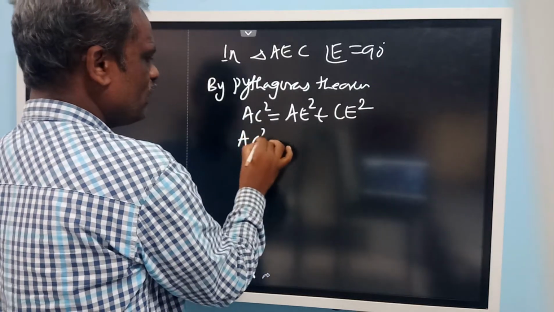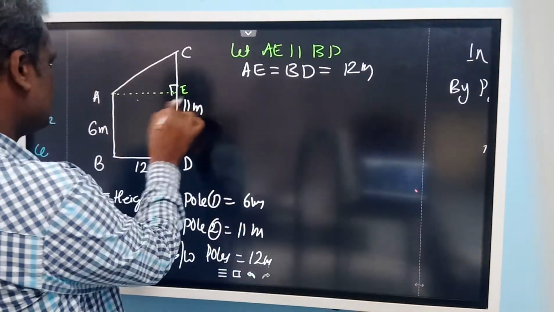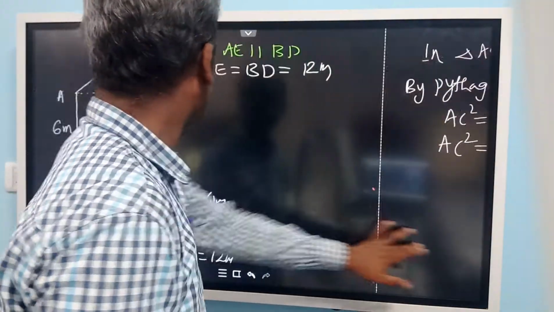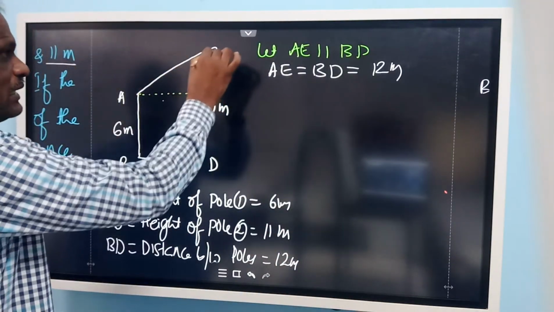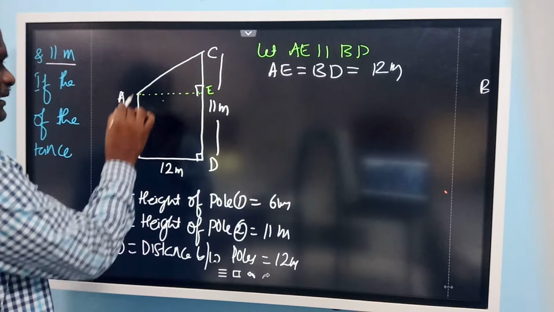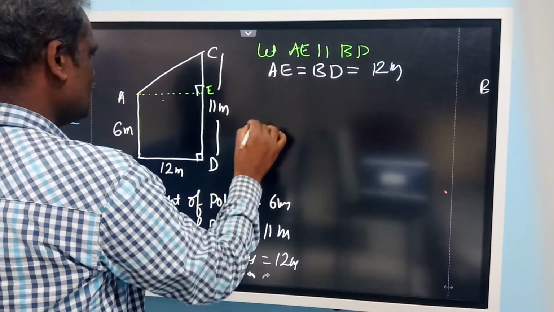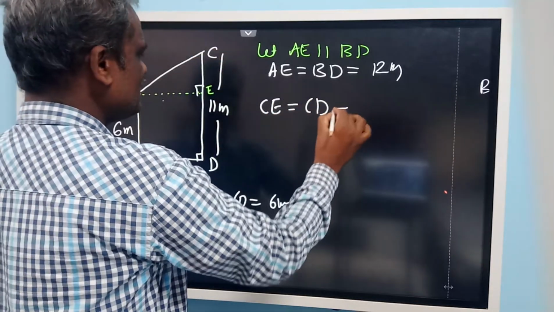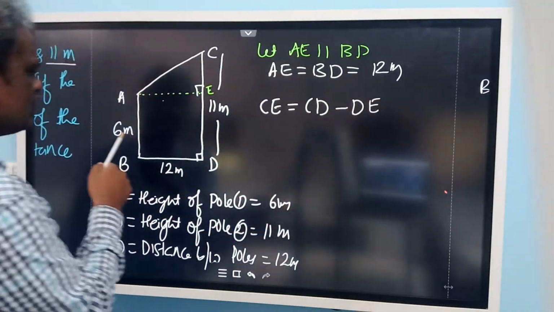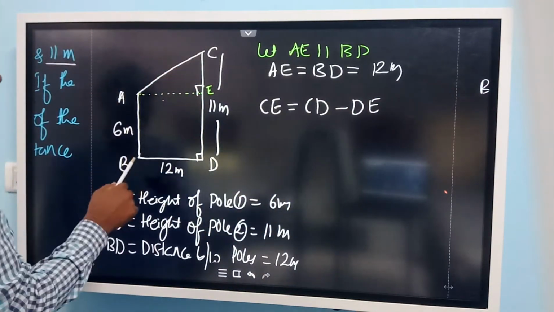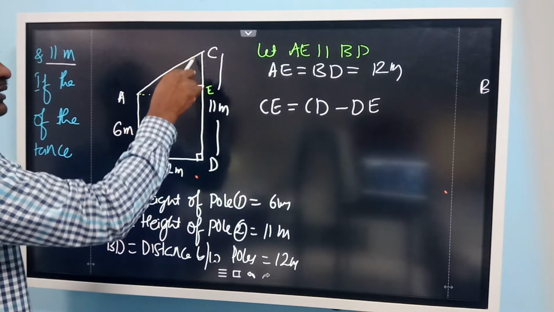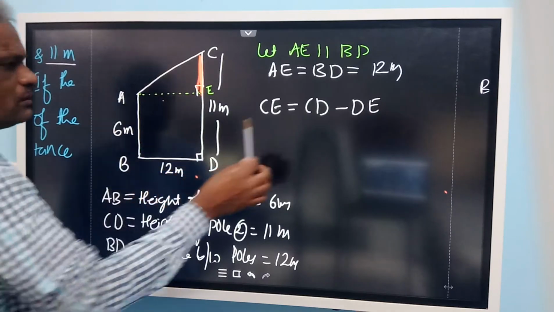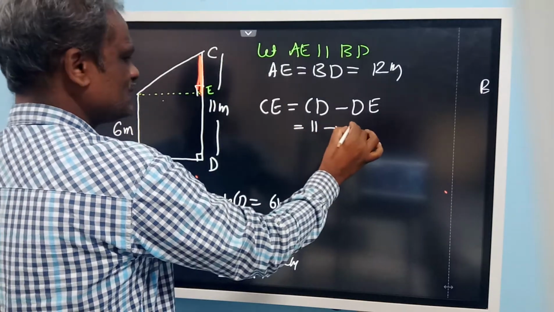Now for AC square, AE is the same as BD, that is 12 square. We can write here 12 square. But CE square we don't have, CE we want. The total length from here to here is 11 and this is 6. Since AB is 6, DE will be 6. So CE is equal to total length CD minus DE. In this diagram, AB and CD length is given, CD length is 11, I want only this length, CE length, which is total length minus this length. So total length is 11 meter minus 6 meter.